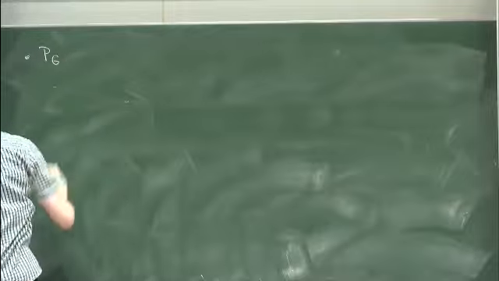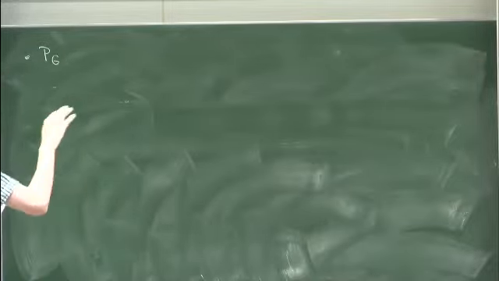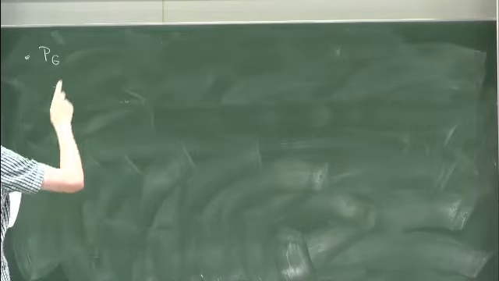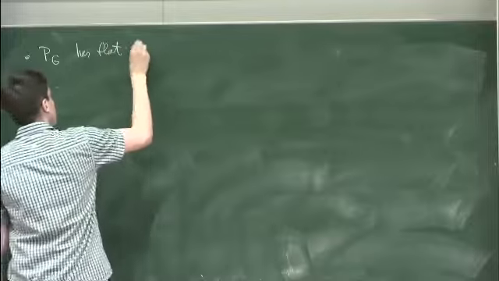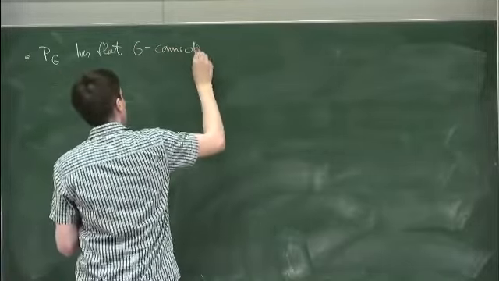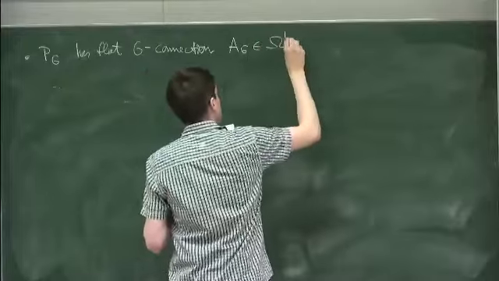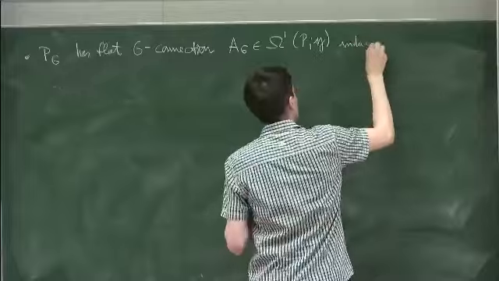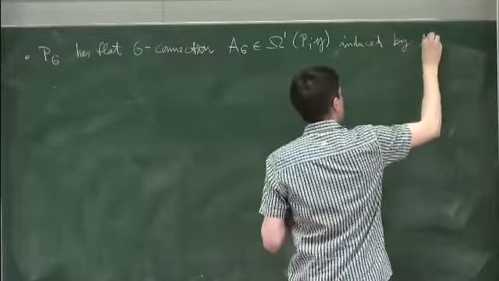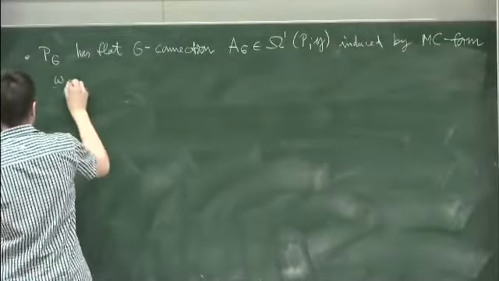So first we observe that the bundle P_G is flat. This is just because it's a discrete quotient of a flat bundle, the trivial bundle. So it has a flat G connection, which I denote by A_G. It's a one-form on P taking values in the Lie algebra, and it's induced by the Maurer-Cartan form on the Lie group G.